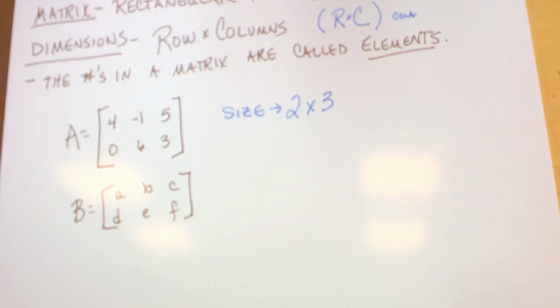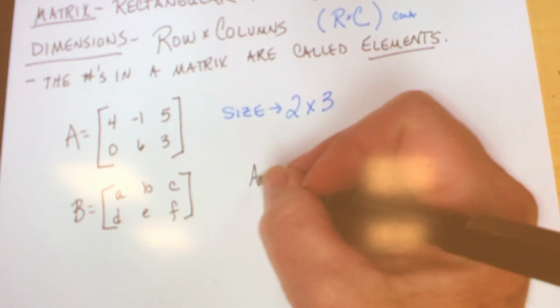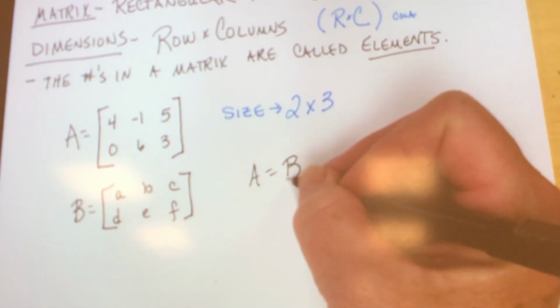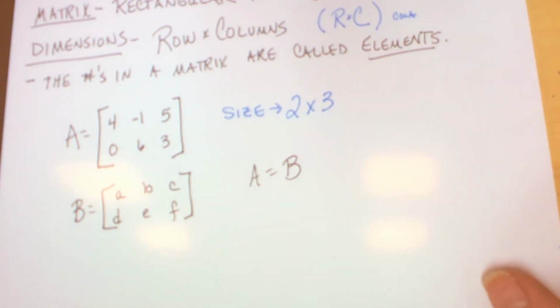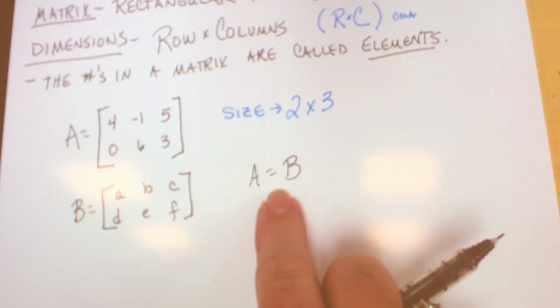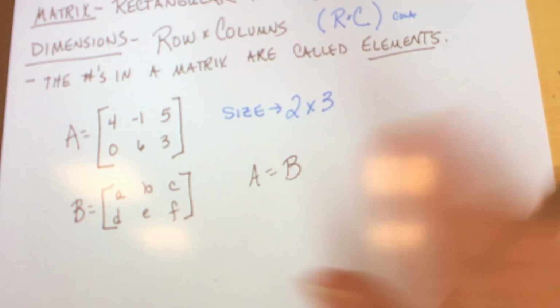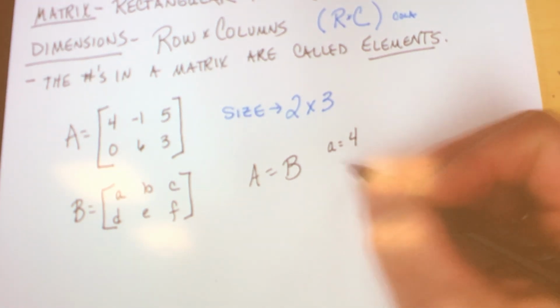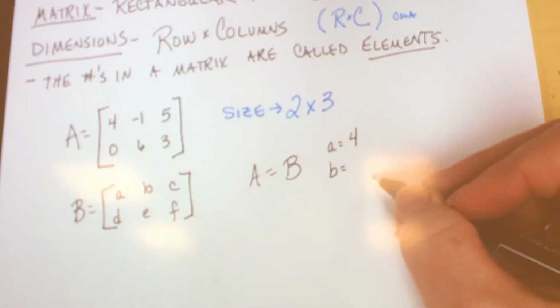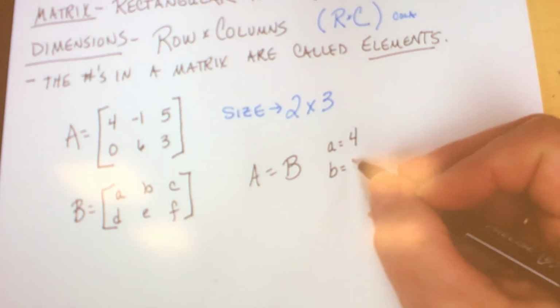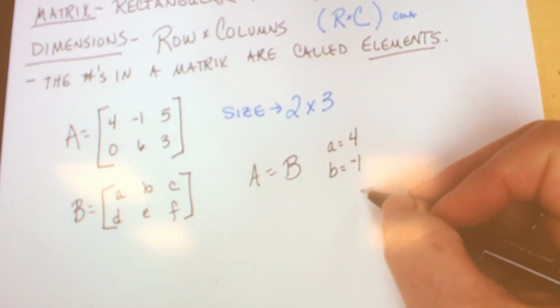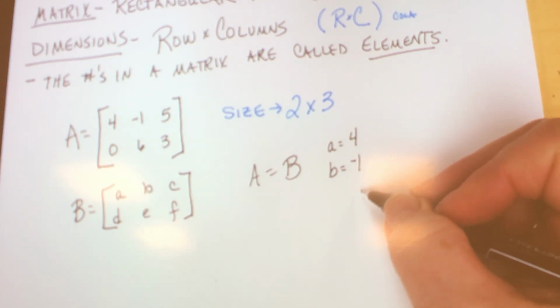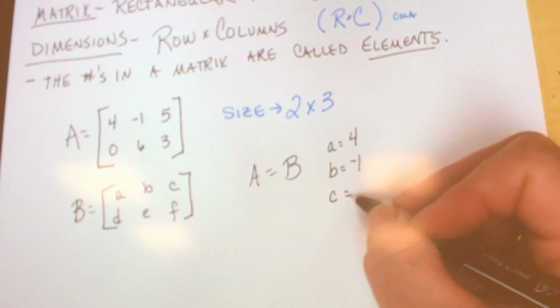Now, what if I tell you this? What if I say, hey guys, matrix A is equal to matrix B? Now, if they're equal, they're the same thing, right? So tell me what A would have to be. 4. Tell me what B would have to be. -1. Are you getting it? Tell me what C would have to be.